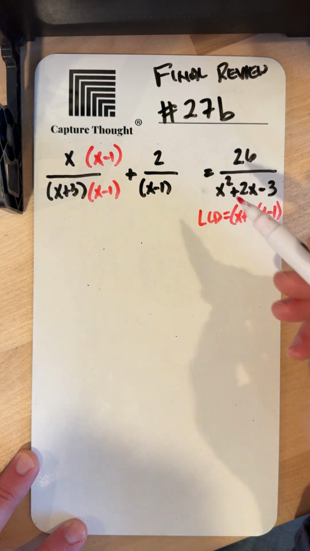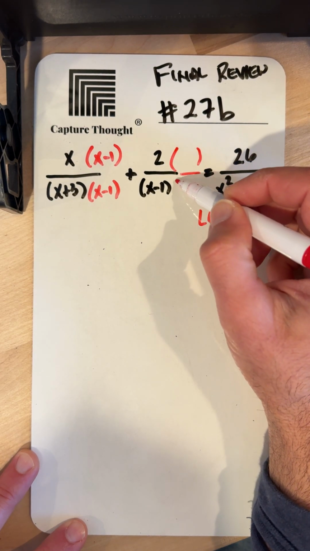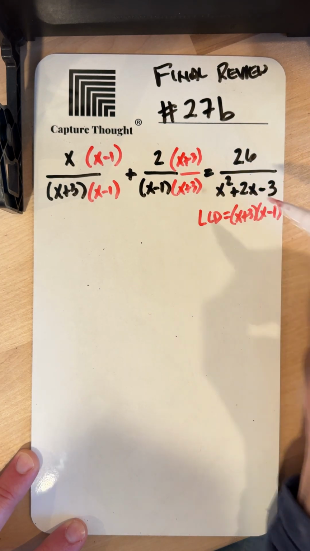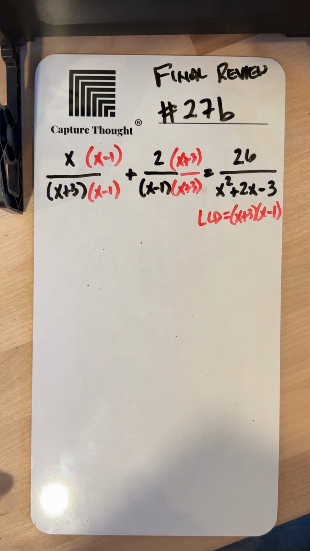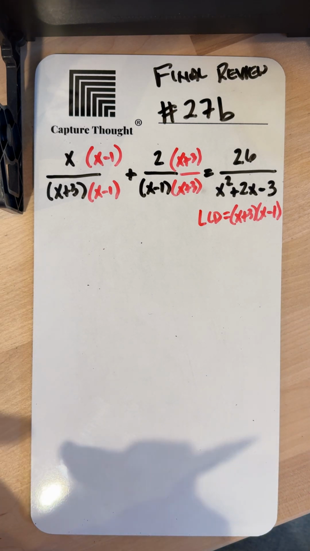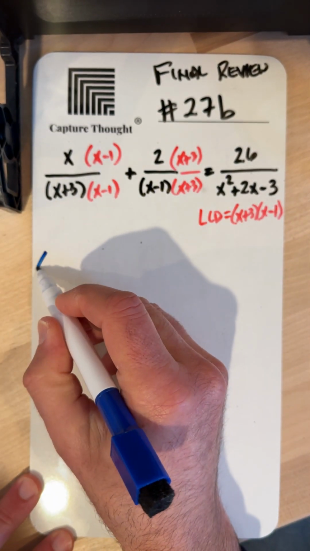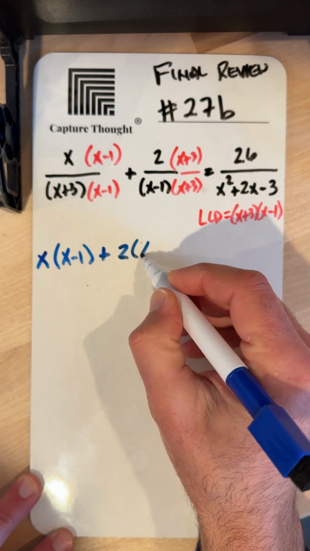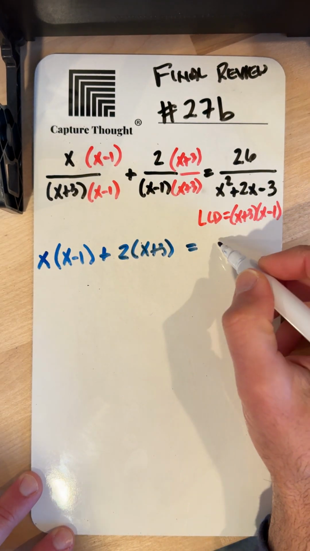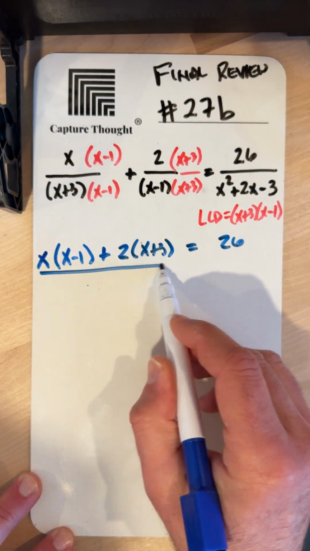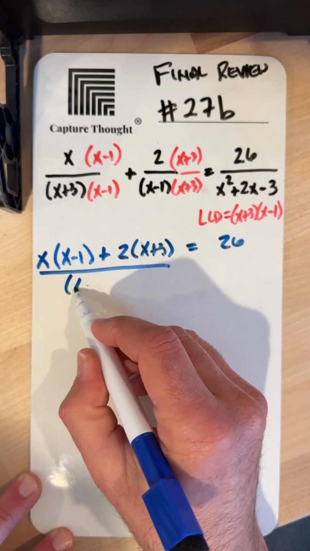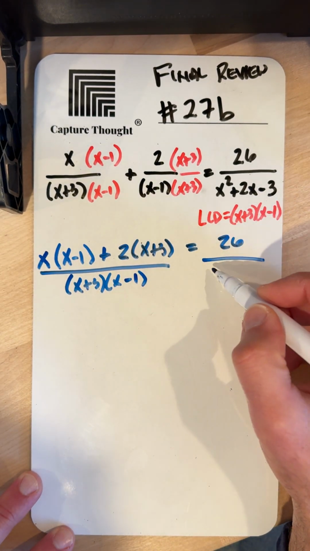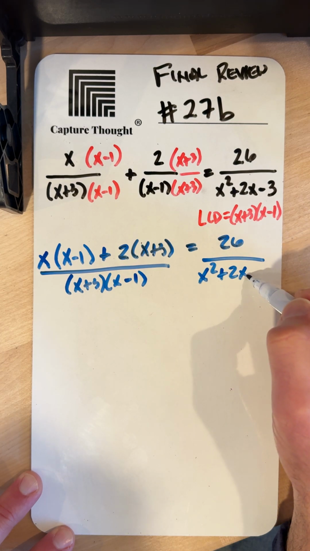This denominator already has an x plus 3 on it. So I'm going to go ahead and multiply top and bottom by an x plus 3 over x plus 3. And again, we can do that because it's just a fancy 1. All right, so moving along over here in the top left-hand side, you can see that I've got x times x minus 1, and then I have plus 2 times x plus 3. And then I'm going to have the 26 over here. And now my LCD is combined to be x plus 3 times x minus 1. And then over here, I still have this piece, which is just x squared plus 2x minus 3.